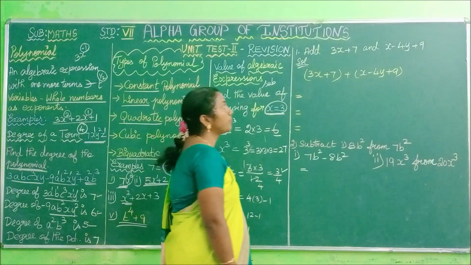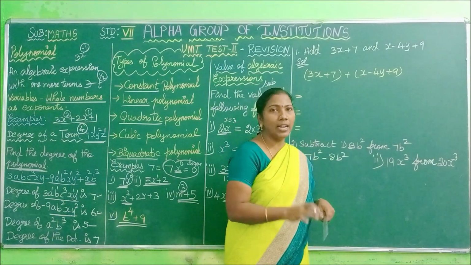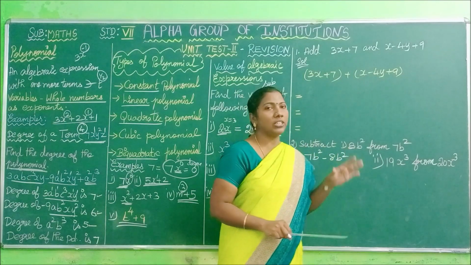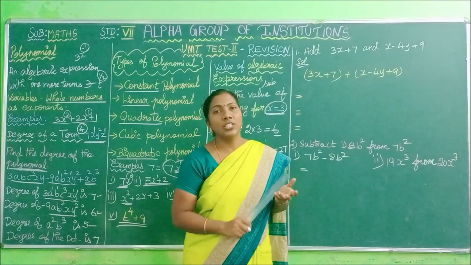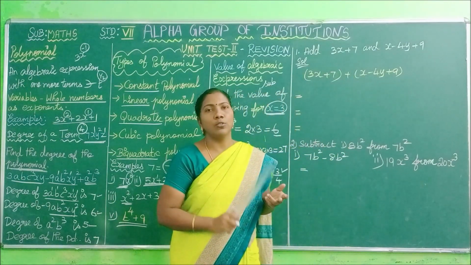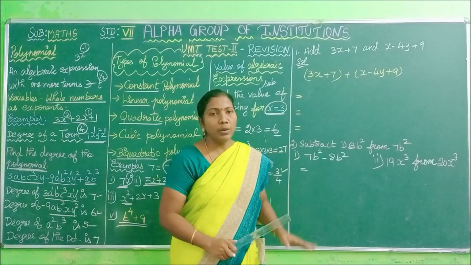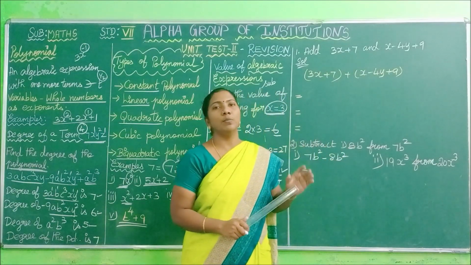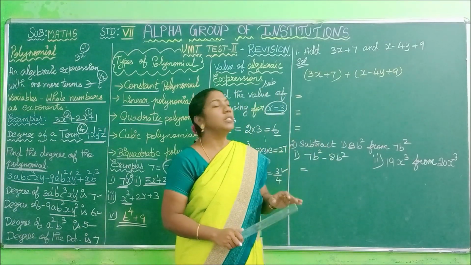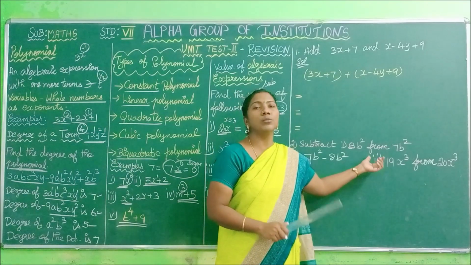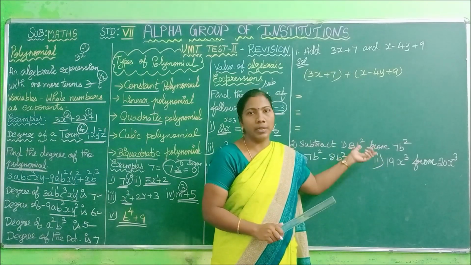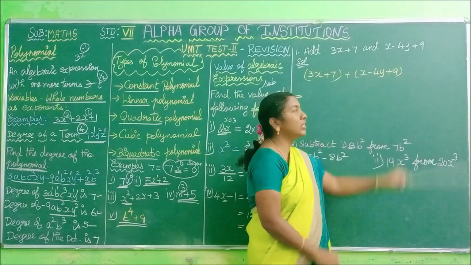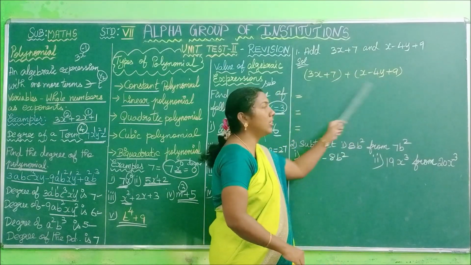See the next one. How to add the algebraic expression, how to subtract the algebraic expression. As I said in the fraction, the important condition for the addition and subtraction of fraction is they should be like fractions. Similarly, the condition for addition and subtraction of algebraic expression is they should be like terms. Like term means the variables involved in the term should have the same power and same algebraic factor. See here children. See here 3x plus 7 and x minus 4y plus 9. We have to add these two expressions.